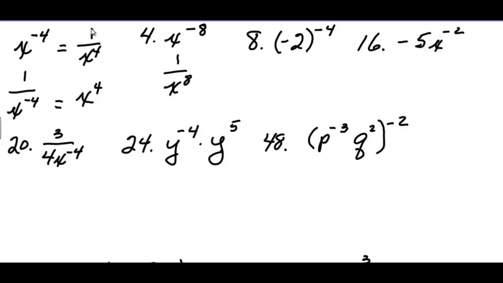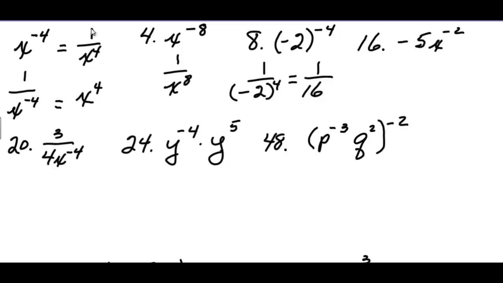If you take a look at number 8, that's the total quantity, negative 2 to the negative 4th power. That's the same thing as saying 1 over negative 2, that whole quantity to the 4th power. Now, what's negative 2 times negative 2? That's a positive 4. Times a negative 2 is a negative 8. Times another negative 2 gives us a positive 16. So that's 1 over 16.